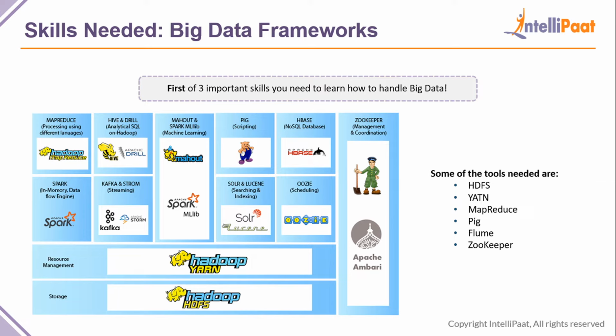So, some of the tools which are actually needed in today's world is understanding how the Hadoop file system works, that is HDFS. Then we need to understand what YARN is. It's a resource negotiator, guys. When we talk about MapReduce, Pig, Flume, Zookeeper, all these tools are amazing in their own way. But to become a big data architect, all these are very vital. This brings us to the second skill.